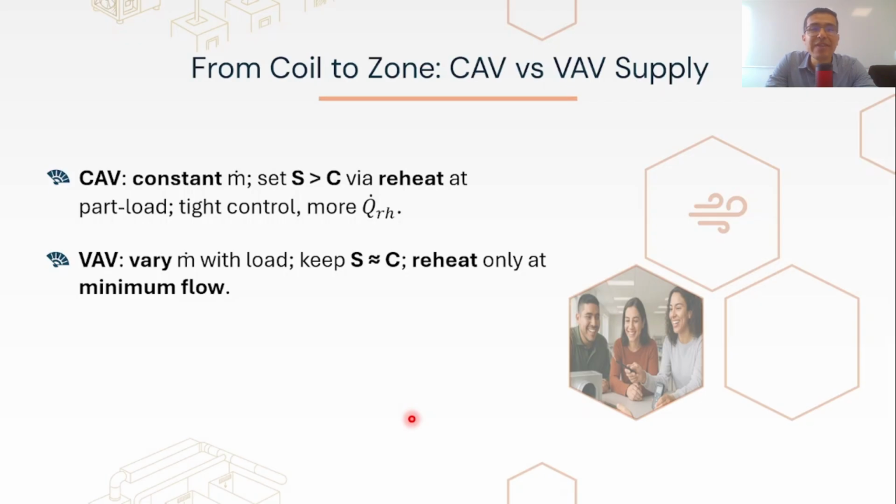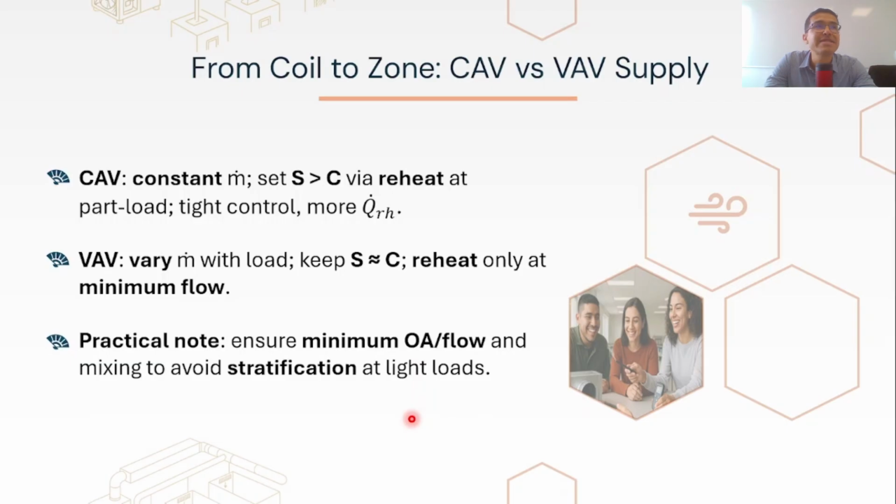You just, if you need more or less air entering the sun, you just increase or reduce the flow. So reheat is withheld until the minimum circulation ventilation constraint forces it. Thus the fan and the coil energy fall with load. Because you are going to be giving less and less air mass flow to the sun as the sensible load of the sun decreases, the fan and the coil energy are going to be falling.